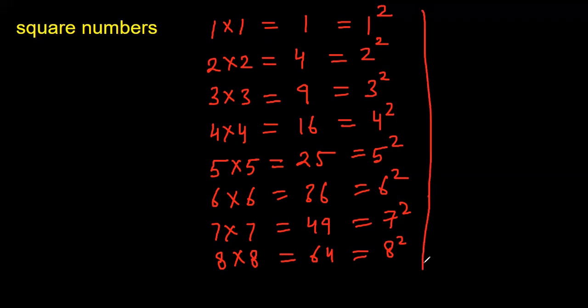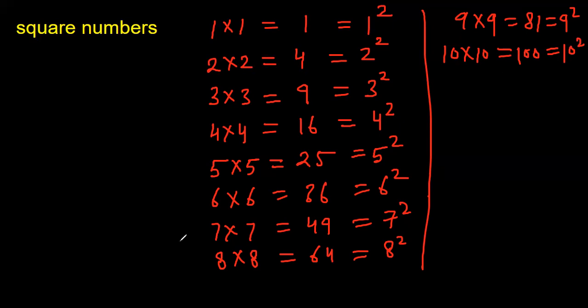And continuing like this, we can also say 9 into 9 is 81. That is square of 9, 9 square. And finally, 10 into 10 will give you 100, which can also be written as 10 square. Likewise, you can continue and write squares of say 20, 30 numbers, and see the observation, what you get here.